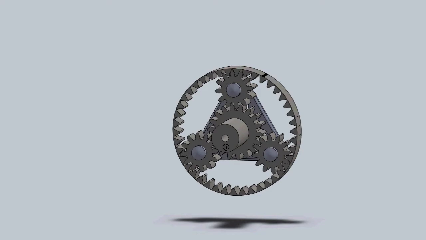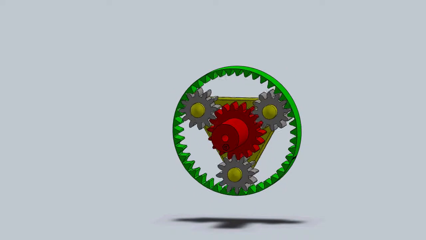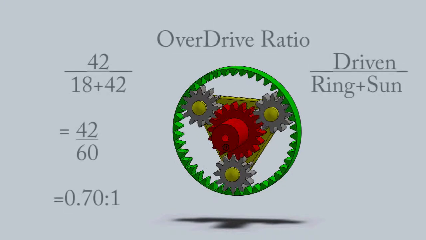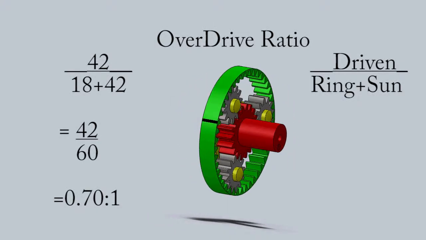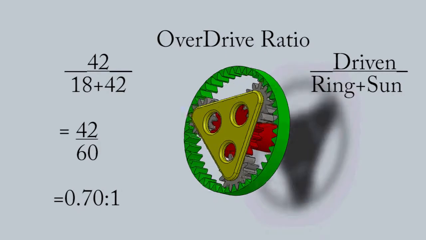The versatility of the Planetary Gear assembly allows us to get an overdrive as well. To do this, we are going to input on the Carrier, and we are going to hold the Sun Gear. Therefore, our output is going to be the Ring Gear. To calculate an overdrive ratio on a Planetary Gear assembly, the Driven Gear is divided by the sum of the Ring Gear and the Sun Gear.